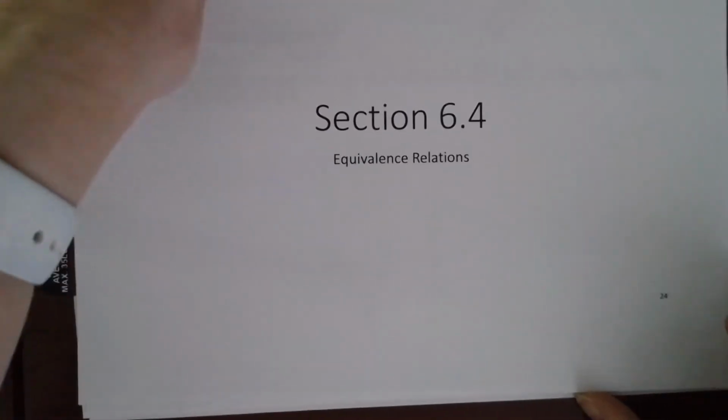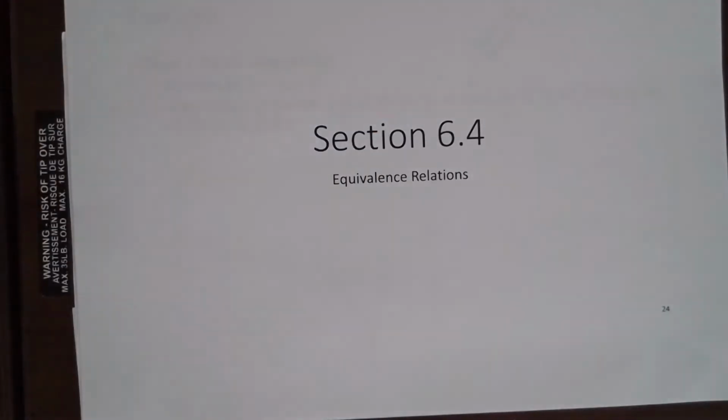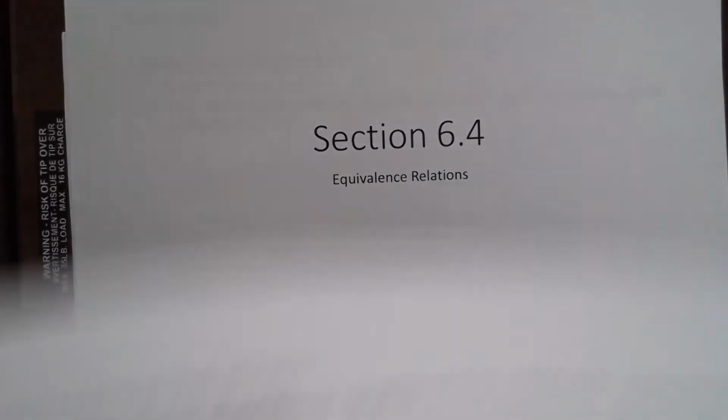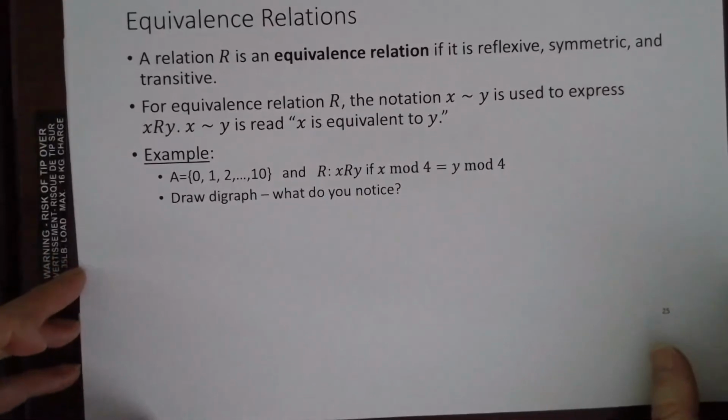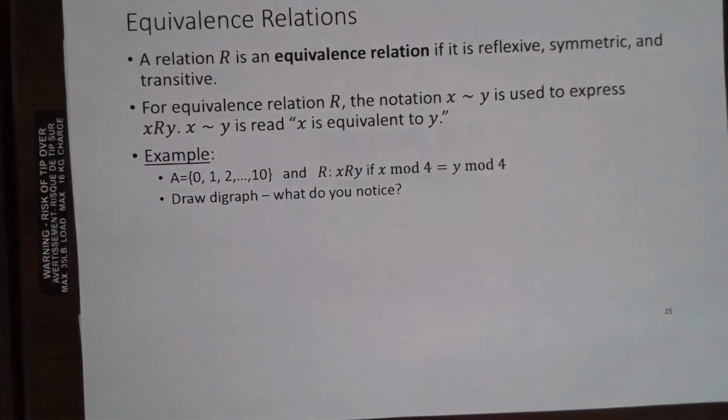All right, so that does it for partially ordered sets, and the next special kind of relationship we're looking at is equivalence relations. So remember, partially ordered sets, what three properties did they have to have? They had to be transitive, antisymmetric, and reflexive. Those were the three things that we had to have for partially ordered sets.